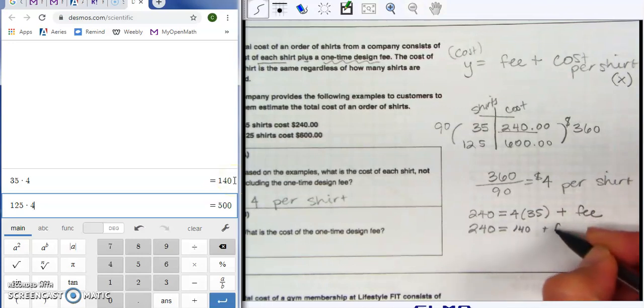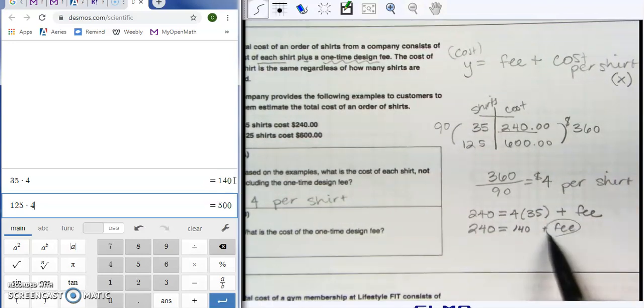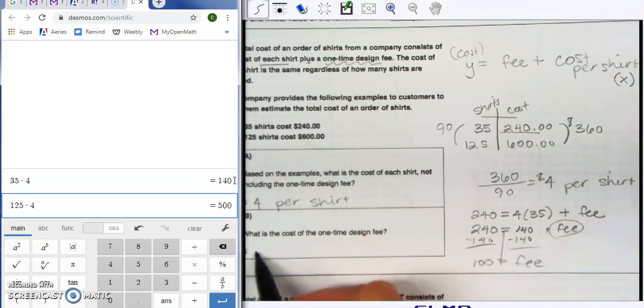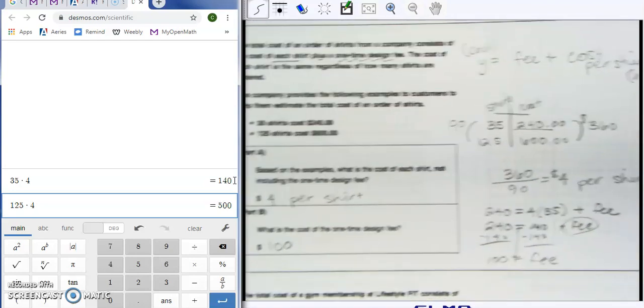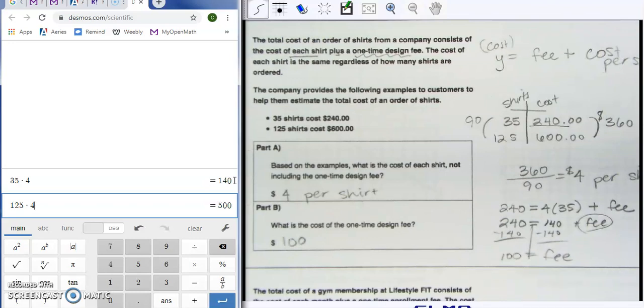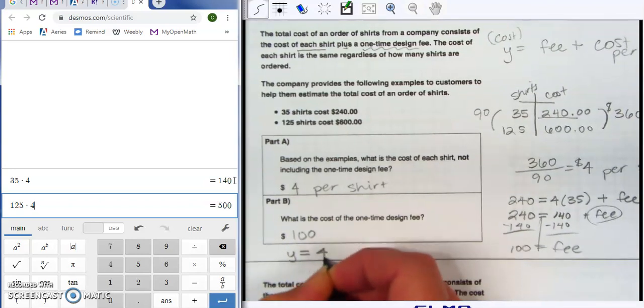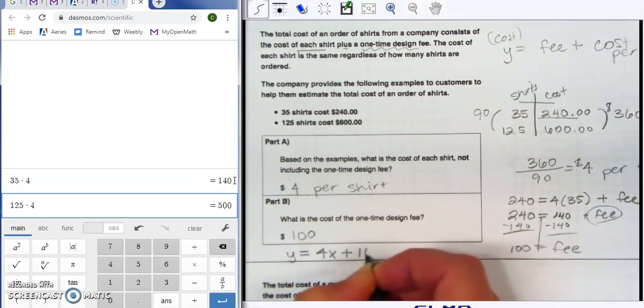140 plus the fee. So in order to figure out that fee, I'm going to subtract that 140 from my total amount, and we see that that starting fee was $100. So they asked for $100 just to design it, and then they only charged $4 per shirt after that. Let's go ahead and write a function here, an equation. So that means y would equal 4x plus 100.